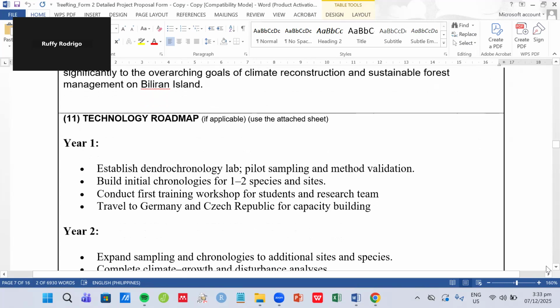Basically, I just wrote year one. For year one, of course, I want to establish a dendrochronology lab, pilot sampling, method validation, and build initial chronologies for 1 to 2 species and sites, and conduct the first training workshop for students and the research team. And of course, I was thinking to travel to Germany and Czech Republic for capacity building of the lab.